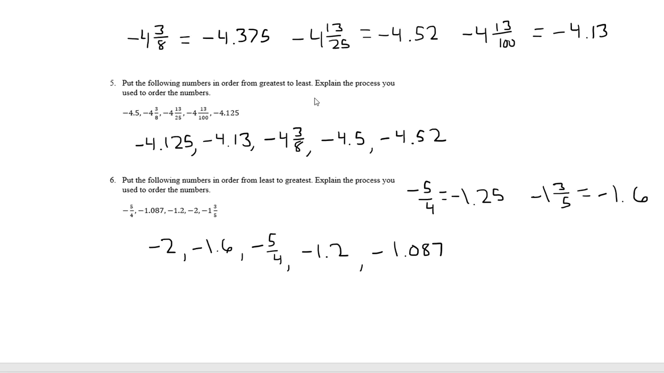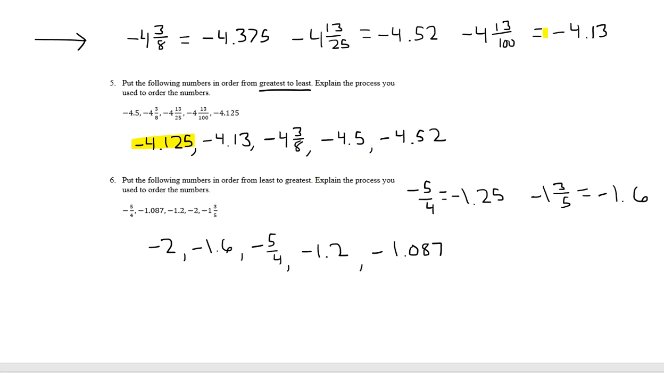Okay, number 5, you're doing the same thing that we just did. You are ordering these though from greatest to least. So you can see up above here, I took the fractions and I changed them into decimals, because when all of them are decimals, it's easy to compare. So if we're going from greatest to least, when we're talking about negative numbers, the smallest one actually has the greatest value.